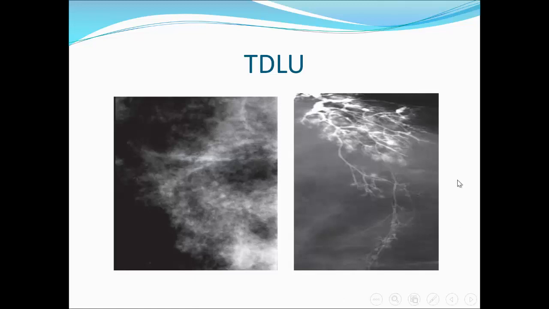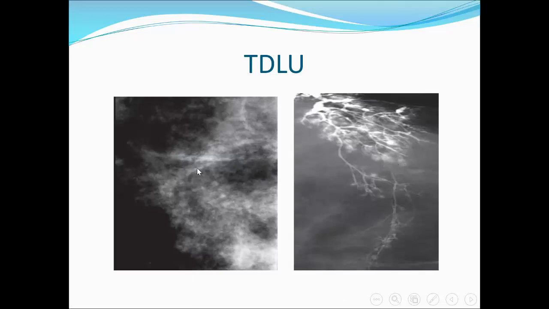Where is the terminal ductal unit? This is the galactography that we say is not used nowadays. But here, this is the image of galactography where we can see the terminal ductal lobular unit. This is the duct, and this is the ductule, ending in the nodules, small nodules, which are the SNI.